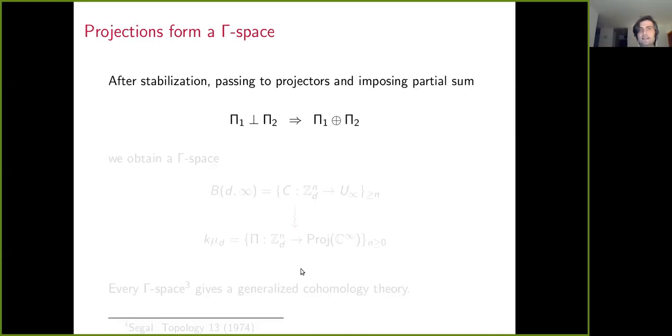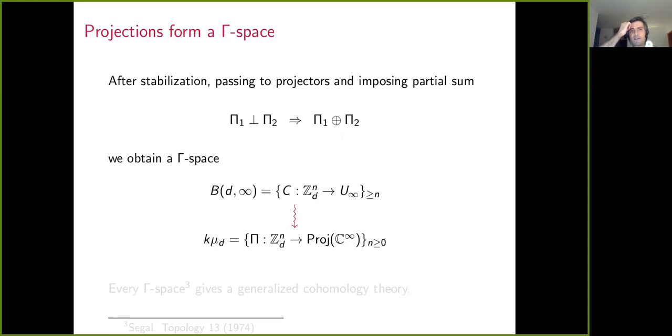What we achieve by this is going to be a complete description of BD infinity. After stabilization, I'm passing to projectors and imposing the partial sum. This is the second ingredient in the understanding of the space. We have this partial monoidal structure on the set of projectors, namely when two things are orthogonal, we can take a sum. This is not quite an abelian group, but even having this partial operation always simplifies the structure of topological spaces. More formally, we have a gamma space. The BD infinity space, after passing to projectors, gives a gamma space that is called K mu D.